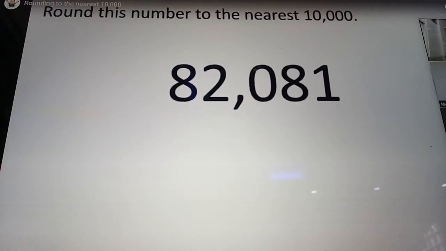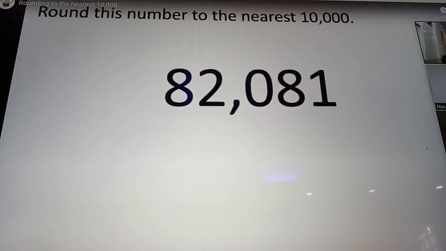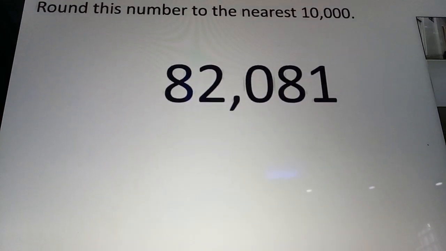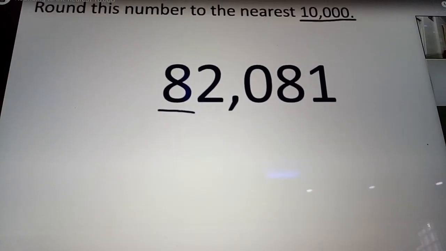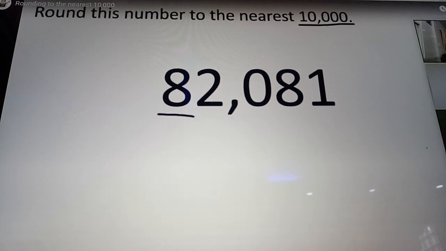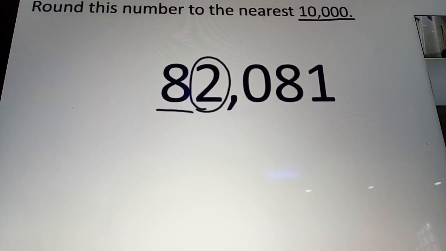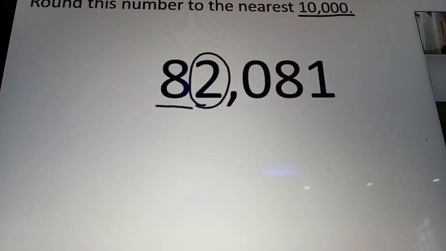Here the directions are the same. Round this number to the nearest 10,000. So my process is also the same. I underline the 10,000s because that is the place value I'm rounding to. I circle its next door neighbor to help me decide if I'm going to round up or stay the same.